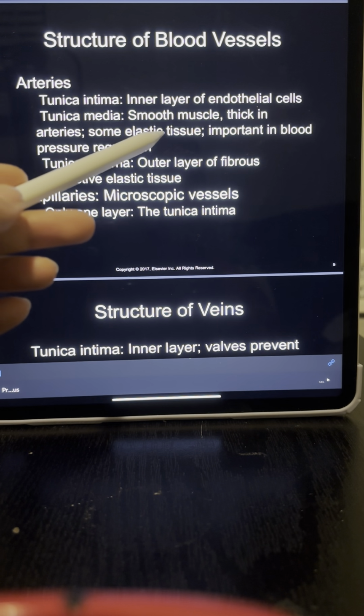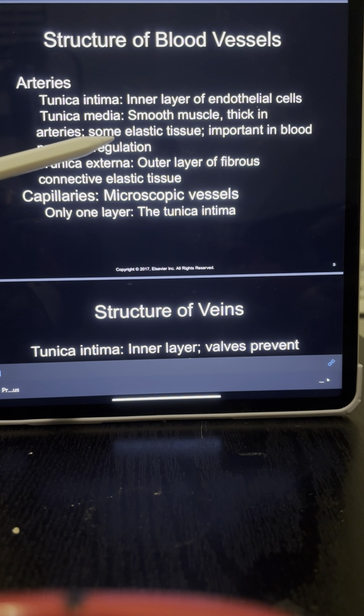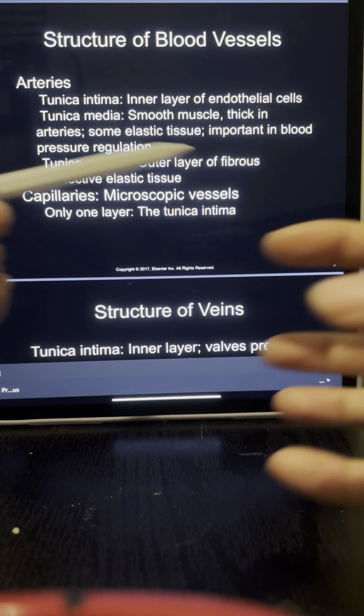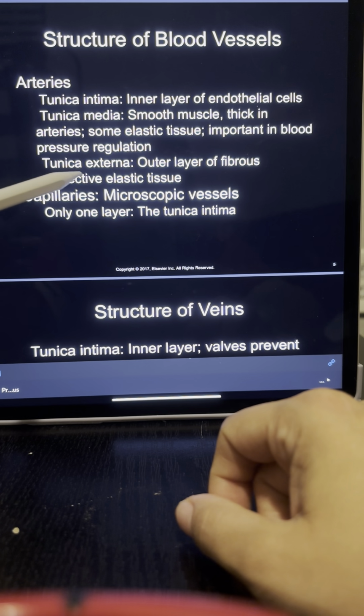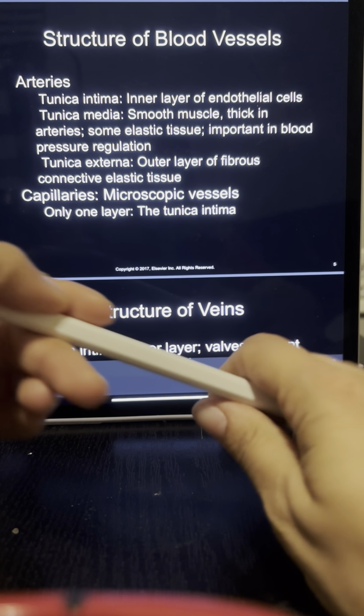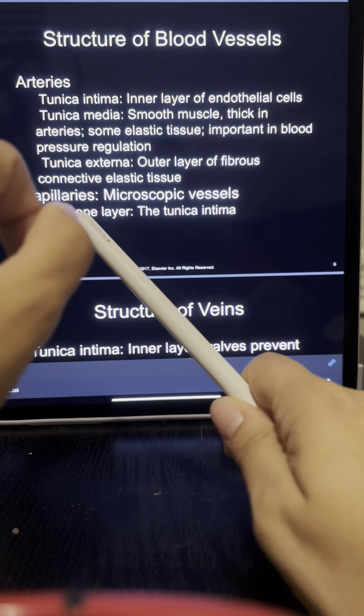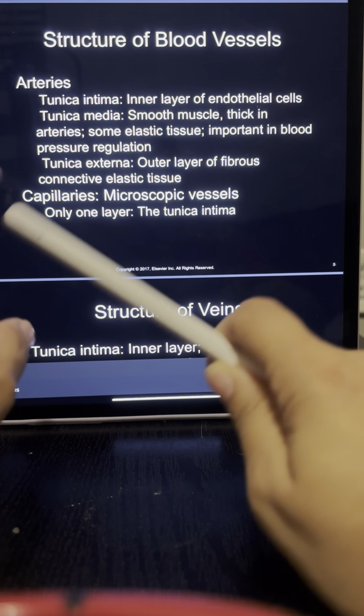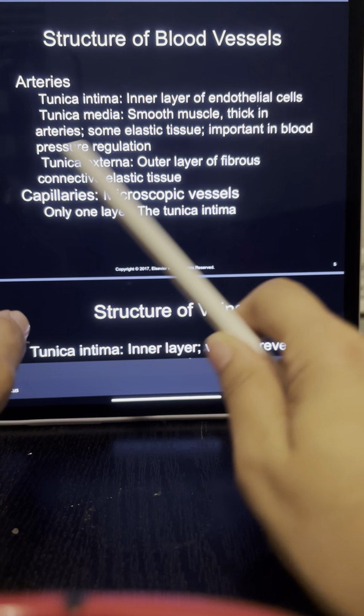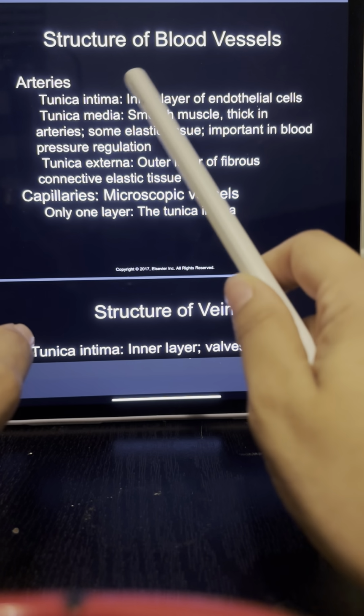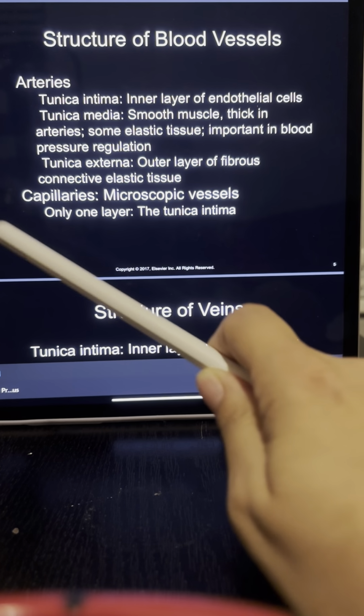It has some elastic tissue to be able to stretch and recoil. It's important in blood pressure regulation. Tunica externa, external, y'all, is the outside. So it is the outer layer of fibrous connective elastic tissue. So your arteries have 3 layers. Your tunica intima, which is endothelial cells. Your tunica media, which is smooth muscle. And then tunica externa, which is fibrous connective tissue.